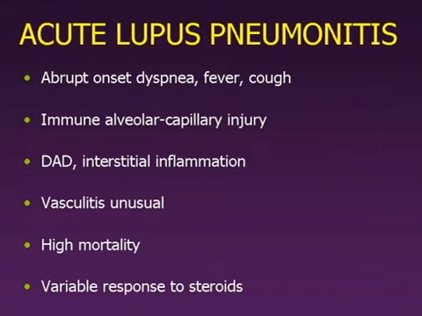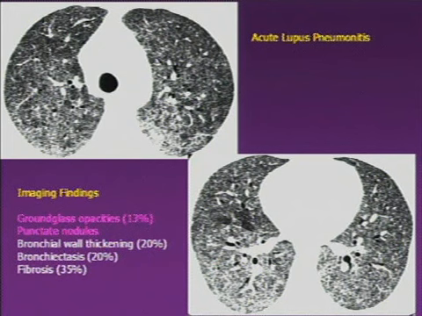Lupus pneumonitis causes an acute abrupt onset of dyspnea, fever, and cough. It is an immune alveolar capillary injury. Vasculitis is unusual. There is a high mortality, and there's a variable response to steroid therapies. It's a hard diagnosis to make. This is an acute lupus pneumonitis presenting primarily as ground glass opacities and small punctate nodules. Bronchial wall thickening, bronchiectasis, and fibrosis can also be seen in this disease.